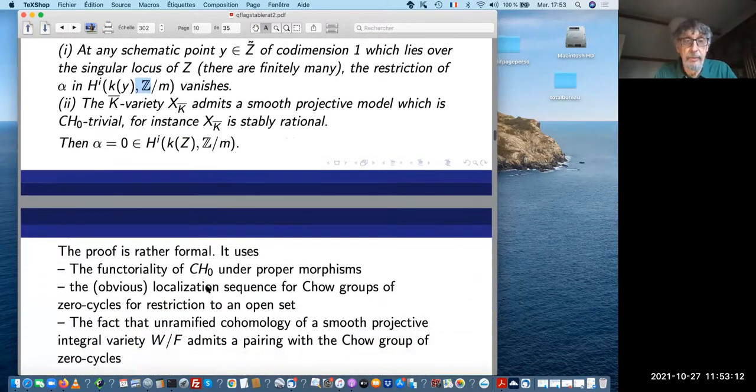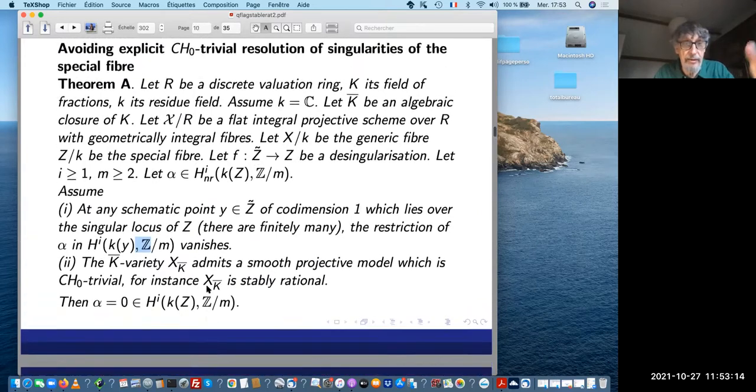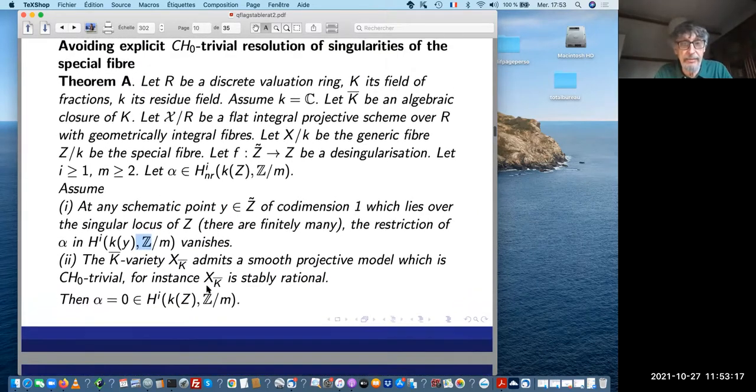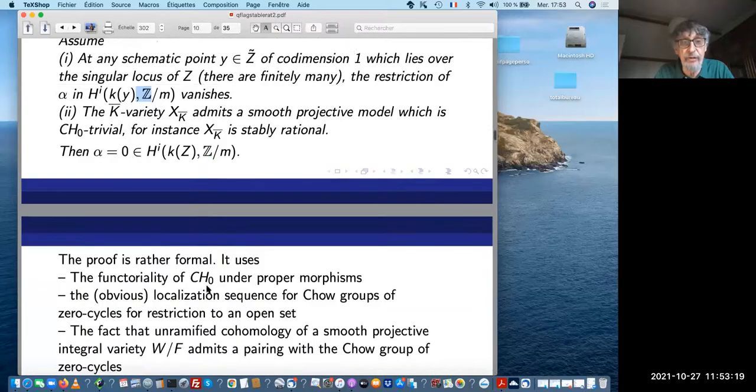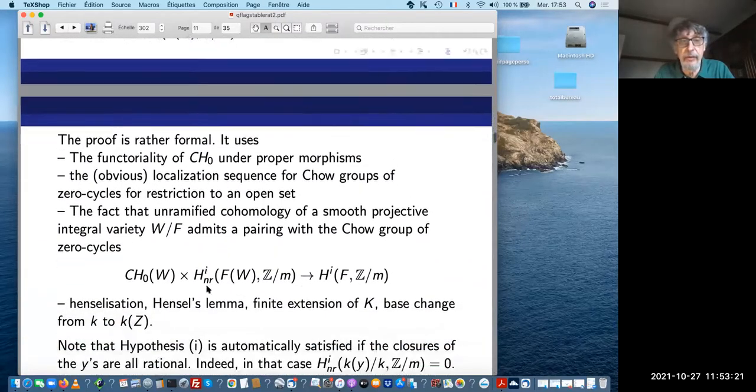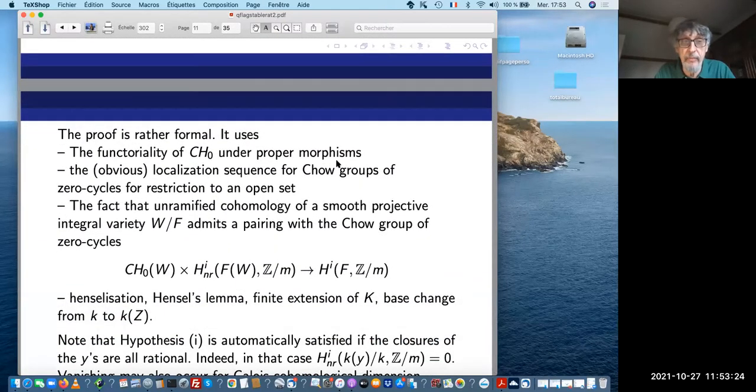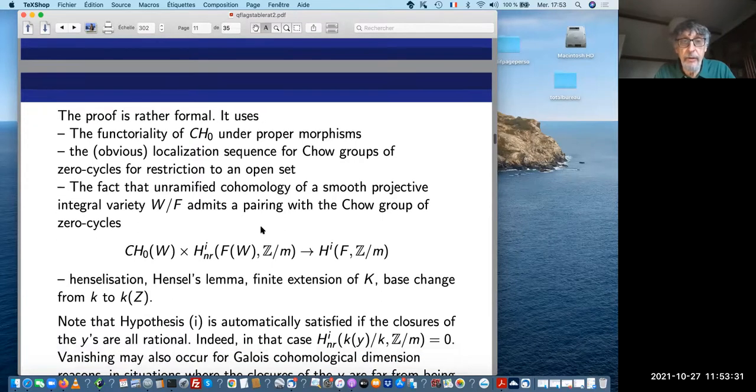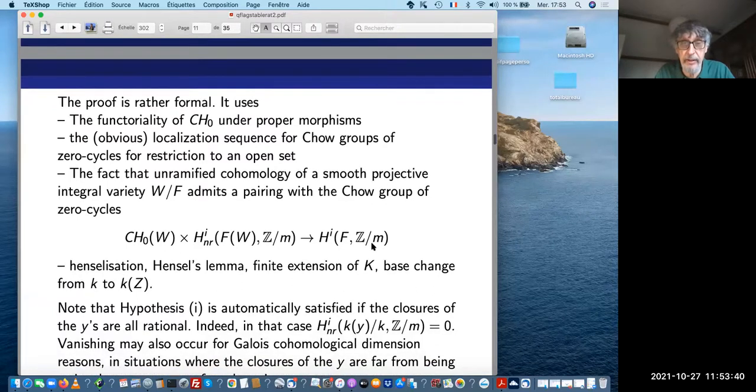Right. And so the proof of this sounds complicated, but in fact it's not too complicated. In fact, the proof is rather formal. It uses the functoriality of CH0 and proper morphisms. It uses the obvious exact sequence for the Chow group of zero cycles by restriction to an open set. It uses the fact that unramified cohomology of a smooth projective variety admits a pairing with unramified cohomology. That's a standard fact. We knew it for the Brauer group and it works. It's explained, for instance, in this paper of Merkurjev I quoted in the previous lecture.